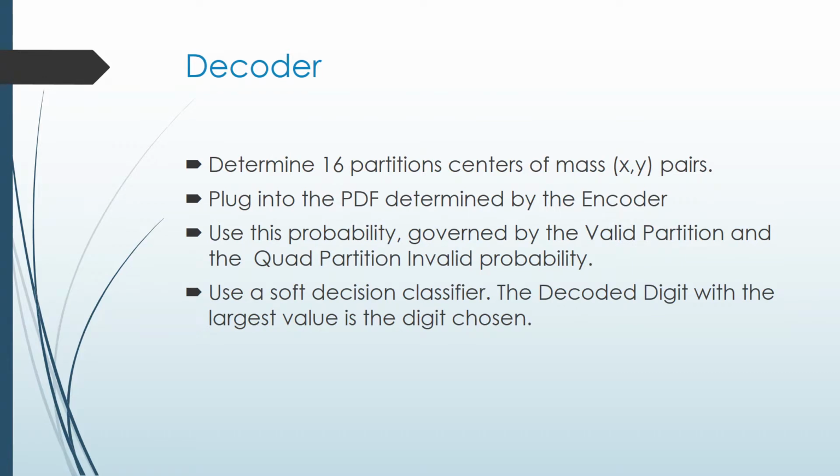So onto the decoder. The decoder is going to first determine the 16 partition centers of mass, the X and Y pairs. It's going to plug this into the PDF determined by the encoder. So it's going to plug these values into a Gaussian normal distribution equation using the encoded mean and variances to determine a probability. This probability is then governed by the probabilities of the valid partitions and the quad invalid partition probabilities. The valid partition probability and the quad partition invalid probability are summed together and then multiplied by the 16 partitions probabilities to govern them, and the output probability is the sum of all those 16 partitions, and then the classifier will look at each of those values and determine that the digit to be chosen is the one with the greatest value.